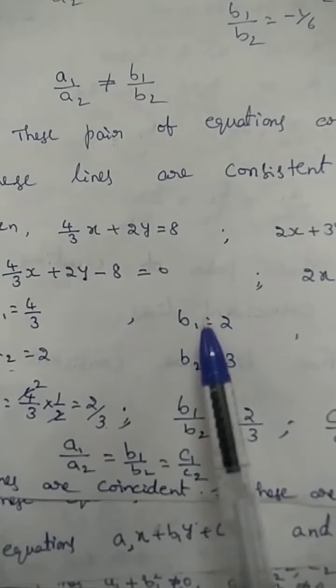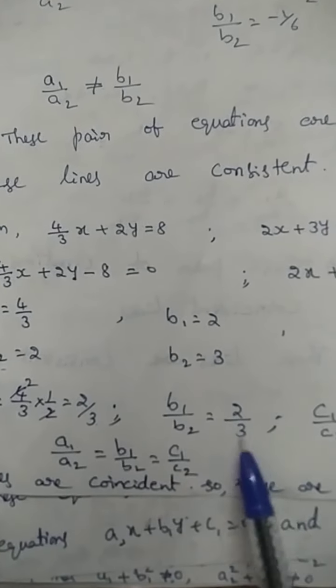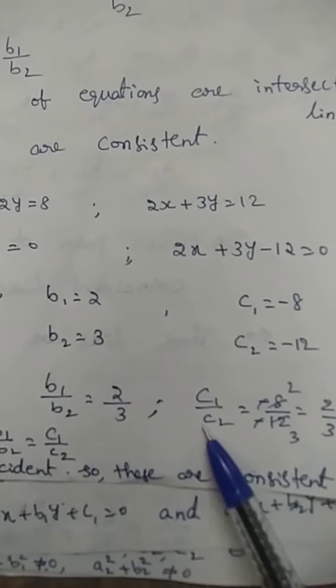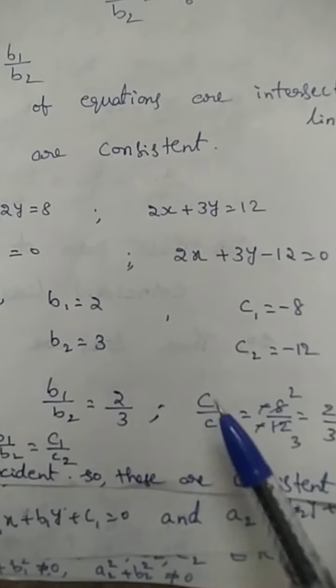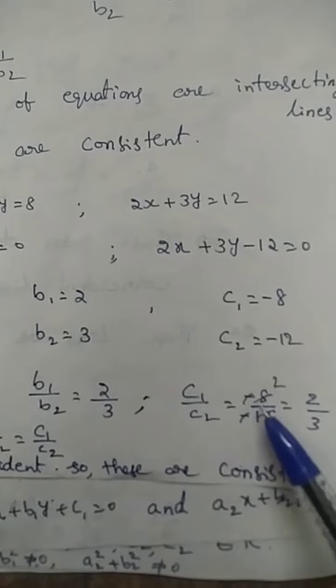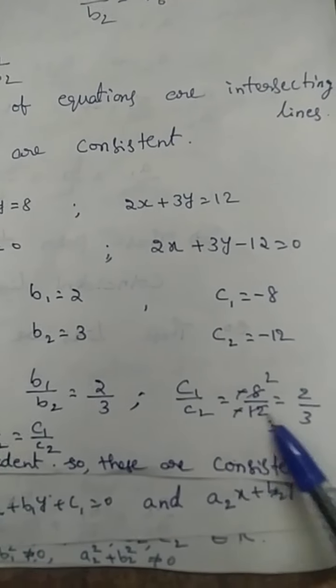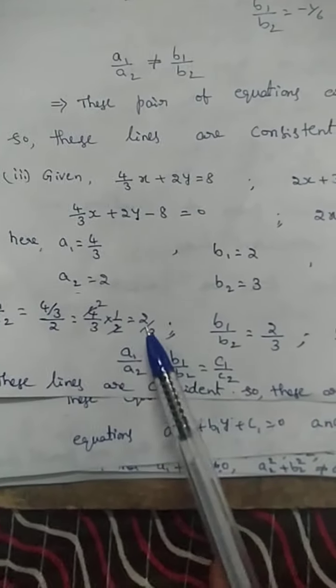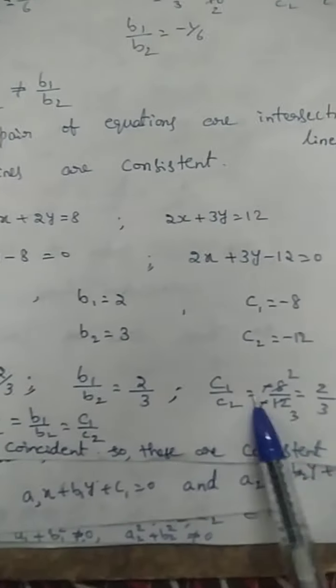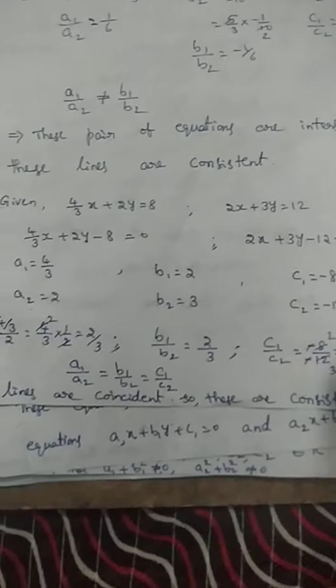Same, b1 by b2 is 2/3. No need to simplify. Why? Because those are prime numbers. c1 by c2 is -8 by -12. Minus minus cancel, 4 2s are 8, 4 3s are 12, so 2/3. You will observe that a1 by a2 is 2/3, b1 by b2 is 2/3, c1 by c2 is 2/3. All the ratios are equal.